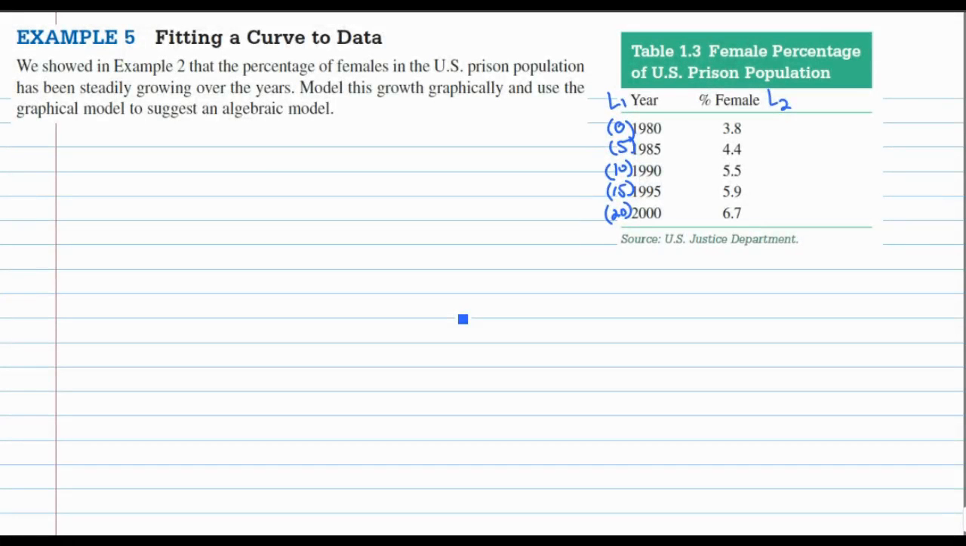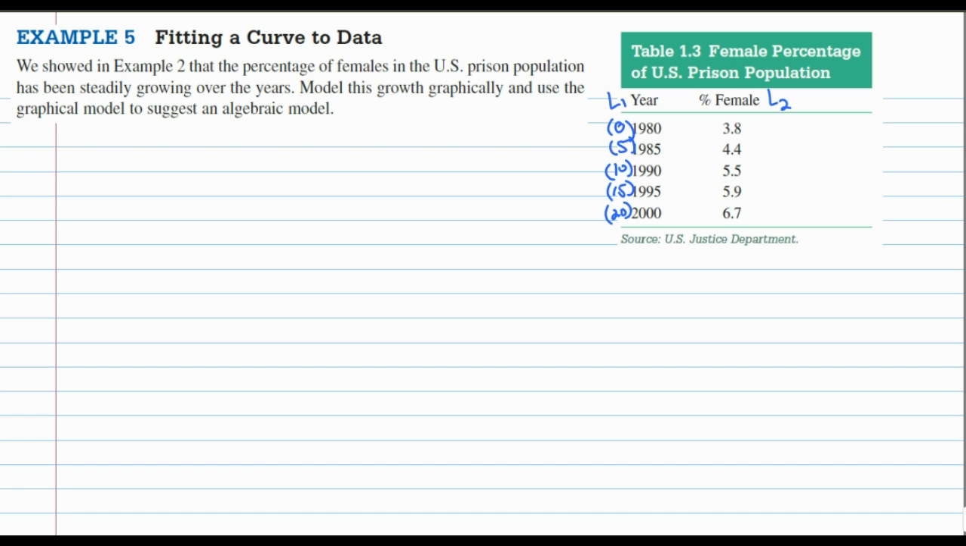This is the screencast for section 1.1, example 5. We're going to fit a curve to data. Previously, in example 4, we already kind of did this. We're going to look at a different kind of example. We're going back to the female prison population that we looked at in example 2, I believe.